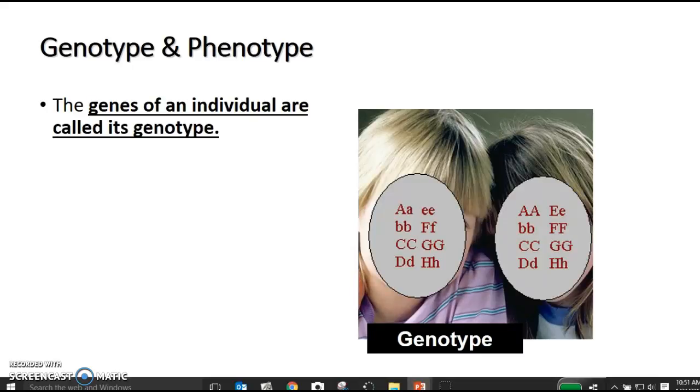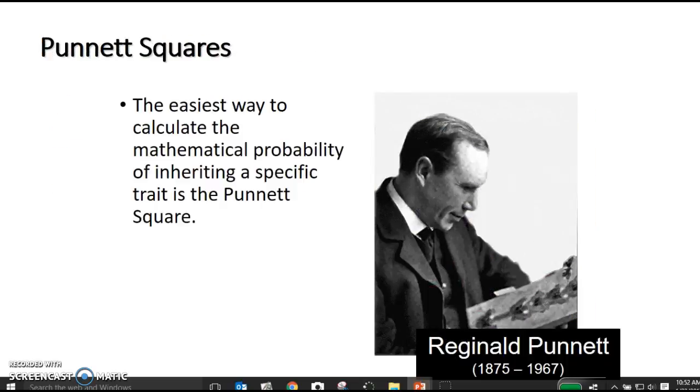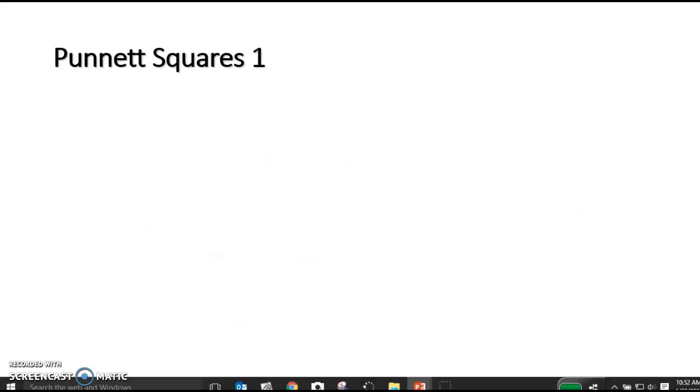A genotype is the type of genes you have for a certain trait, where a phenotype is what they look like. It's the physical characteristics, what it looks like. Now, Reginald Punnett, back in the 1800s, figured out a mathematical way to determine the probability of inheriting certain traits. So we're going to make what are called Punnett squares.